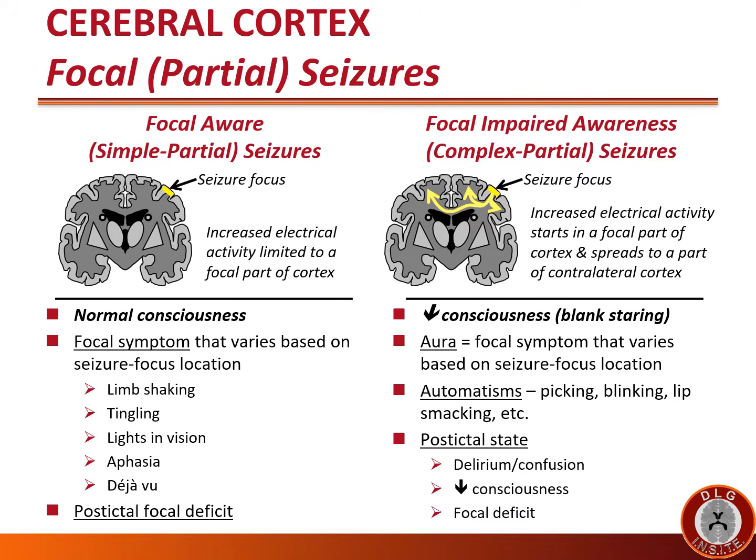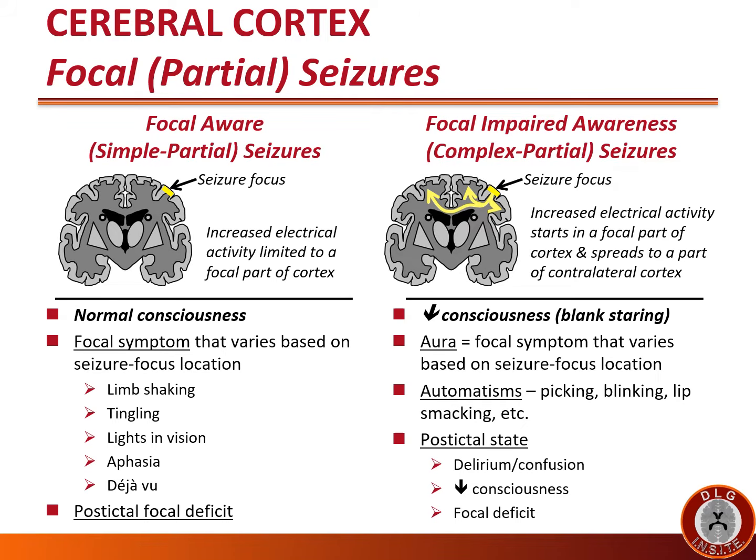In focal impaired awareness seizures, formerly known as complex partial seizures, there's increased electrical activity that starts in a focal part of the cortex, but it spreads to a part of the contralateral cortex. This results in decreased consciousness, specifically decreased awareness. Usually at the onset, there's normal wakefulness, but abnormal awareness, a subset of consciousness, manifested by blank staring. These patients often have an aura, which is a focal symptom that varies based on seizure focus location prior to the other phenomena of the seizure. The seizure, be very clear, is occurring during the aura. There's abnormal electrical activity during the aura.